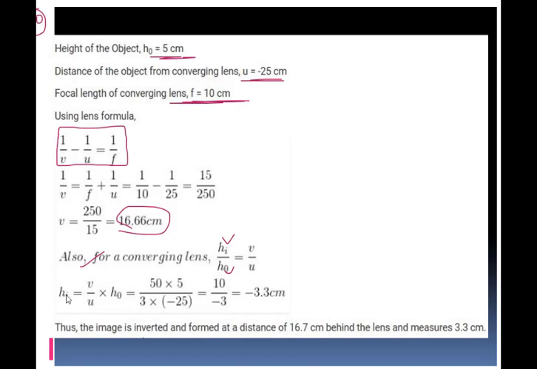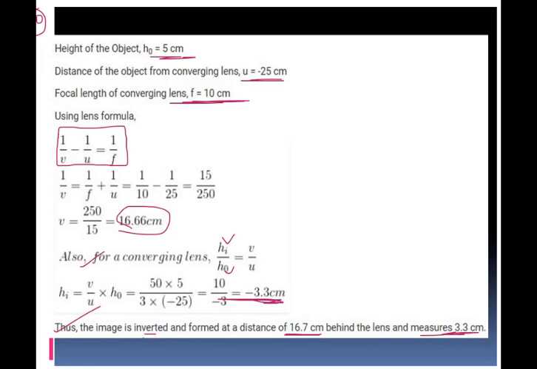So height of the image is equal to v divided by u into height of the object. By putting the respective values here, we will get minus 3.3 centimeter. That means the height of the image is 3.3 centimeter. Here the minus sign indicates that it is vertically downward. Thus the image is inverted, formed at a distance of 16.7 centimeter behind the lens, and measures 3.3 centimeter.